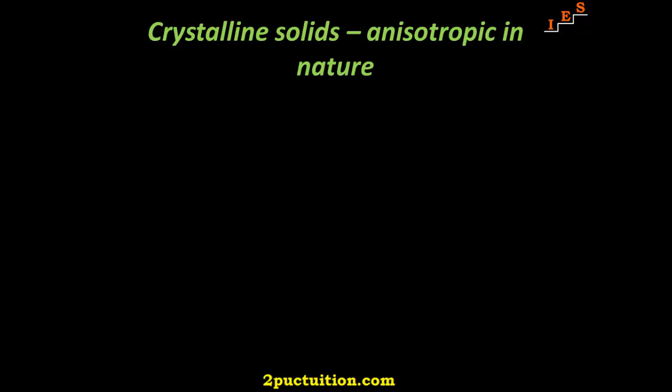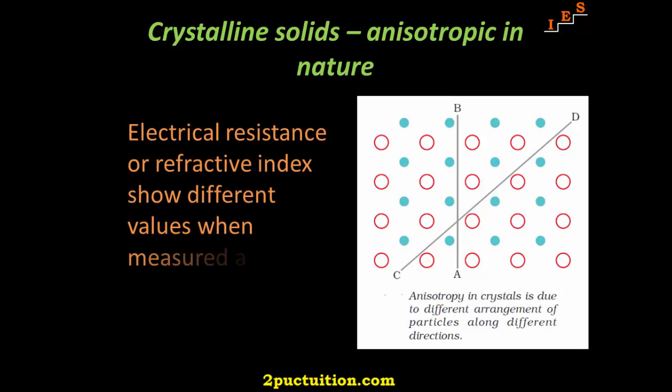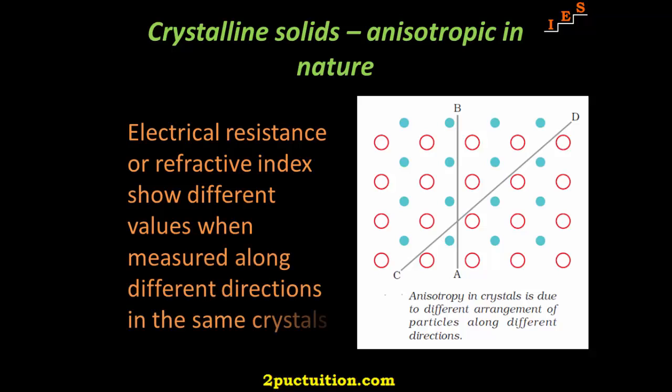Crystalline solids are anisotropic in nature, that is, some of their physical properties like electrical resistance or refractive index show different values when measured along different directions in the same crystals. This arises from different arrangements of particles in different directions. This is illustrated in the figure shown. Since the arrangement of particles is different along different directions, the value of the same physical property is found to be different along each direction.